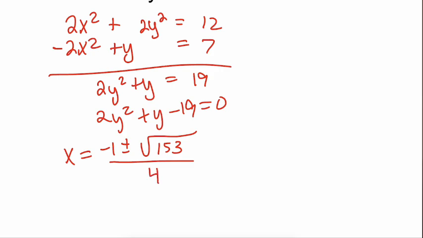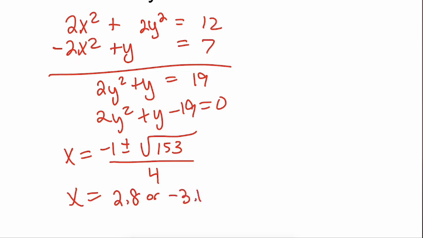Okay. Now, just so that we have some numbers to deal with, if you put into the calculator negative 1 plus the square root of 153 over 4, I'm just going to round it for this purpose so I can show you what happens. You get 2.8, or you get a negative 3.1.